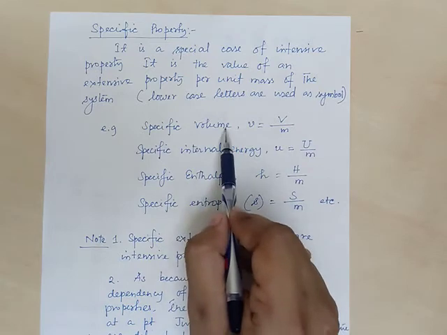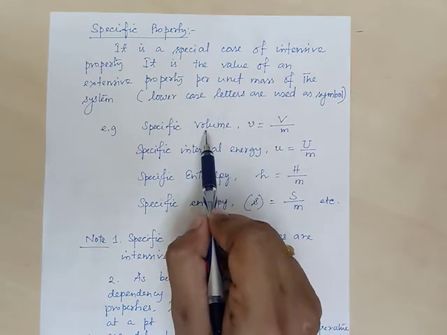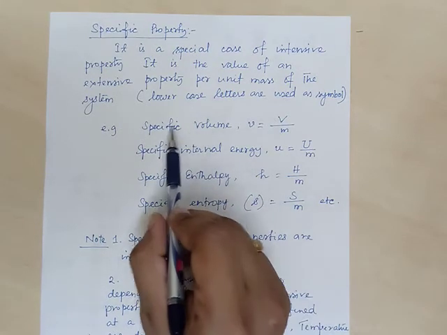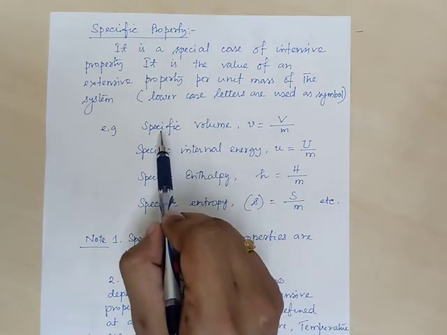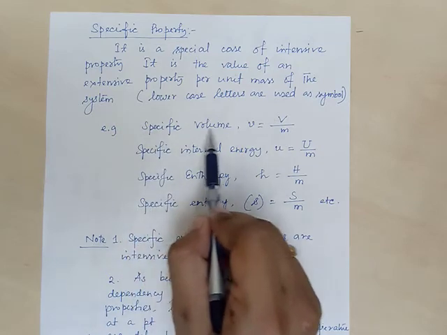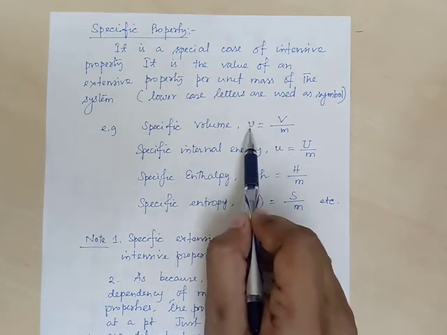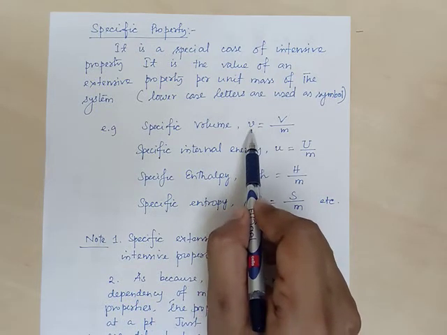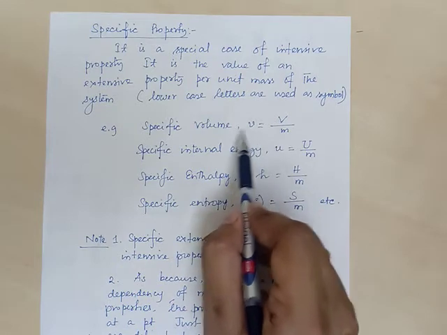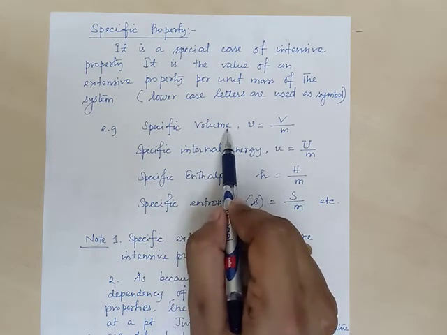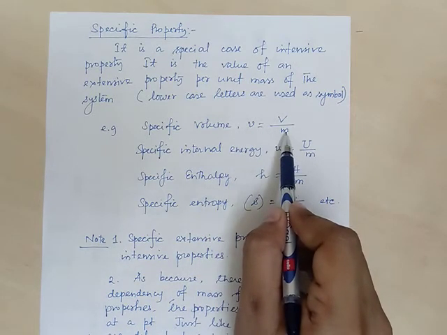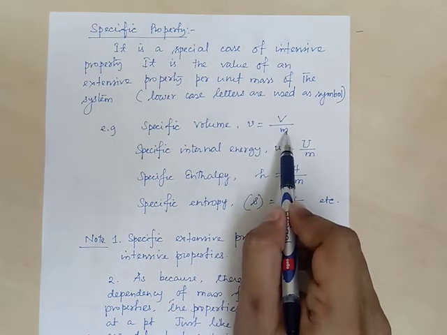Here you can see volume is an extensive property, but specific volume will be an intensive property. Now this particular term, which is denoted by small or lowercase letters, will be independent of mass. Earlier volume was dependent on mass, now it is independent of mass, because it is given per unit mass.